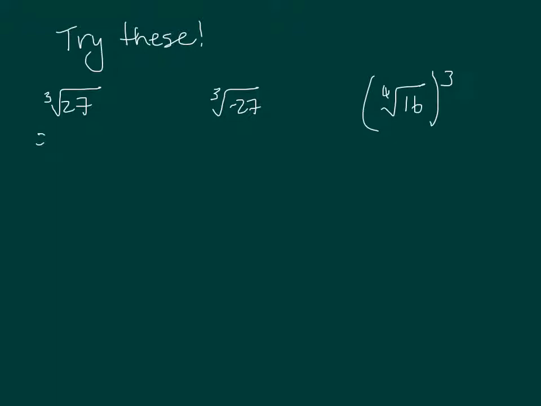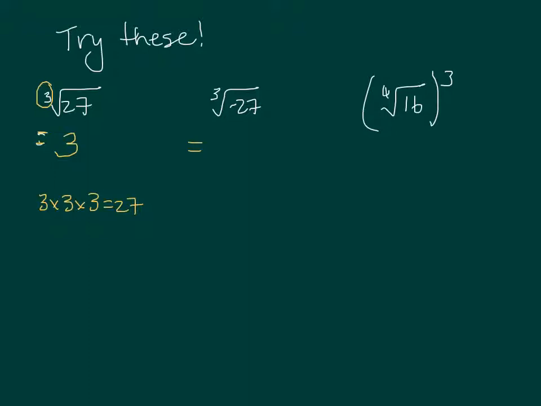I think the most important thing for us to check out here is to think about the questions that we're asking ourselves as we evaluate these expressions. So, cubed root of 27, what number multiplied by itself 3 times gives us 27? The answer is 3, because 3 times 3 times 3 would give us 27. That would be our check. Take a look at the next one.